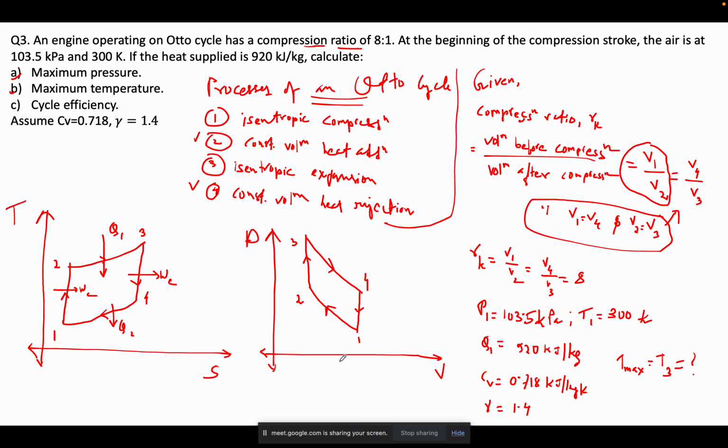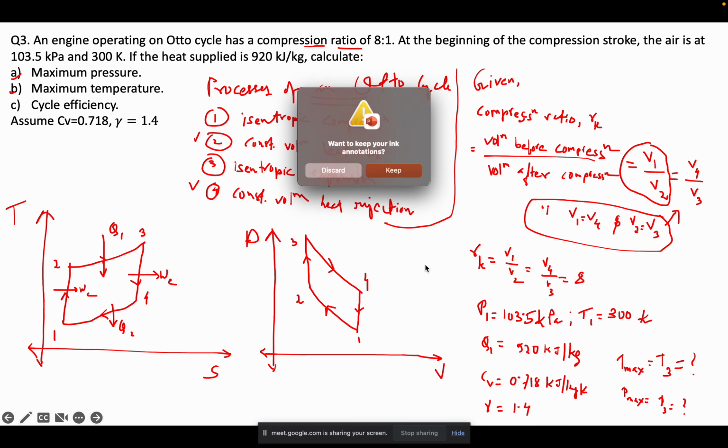Also you have to calculate the maximum pressure. What is the maximum pressure from this diagram? The pressure diagram is the P-V diagram, so the maximum pressure is also at point 3. That's why drawing both the PV and TS diagrams is important. So you have to calculate P3, T3, and also the cycle efficiency, which we will show in 2 ways.